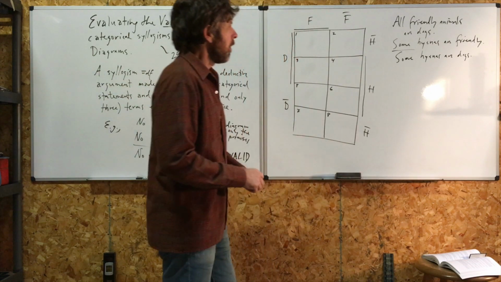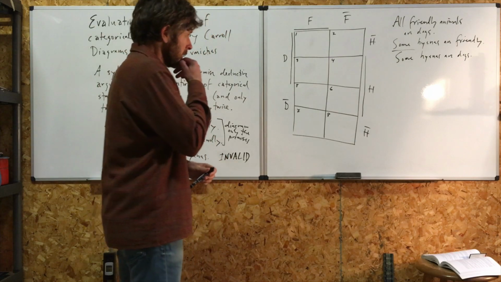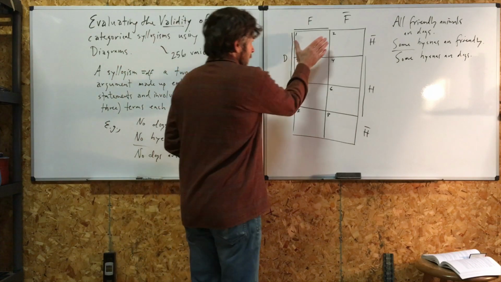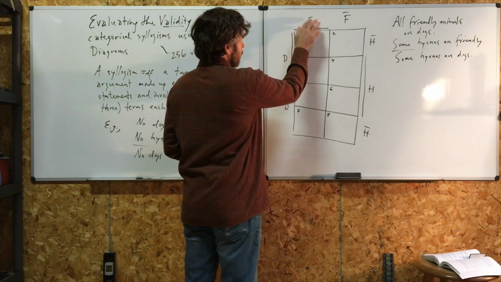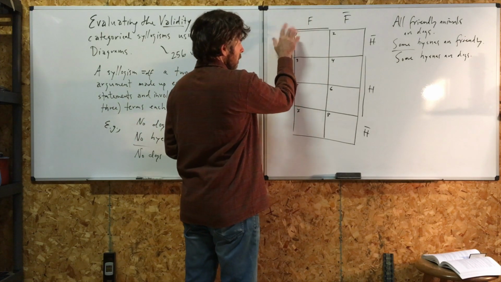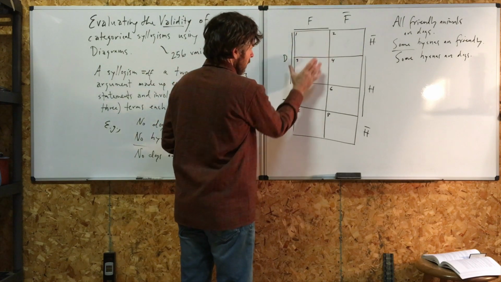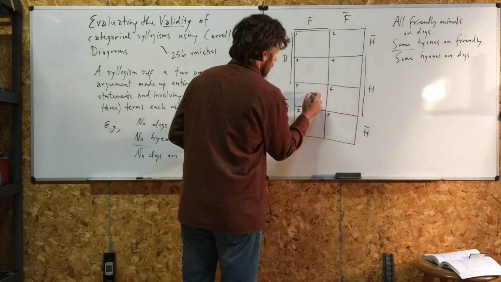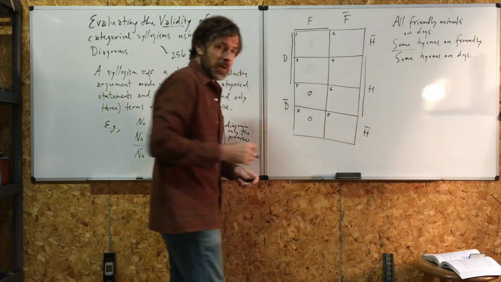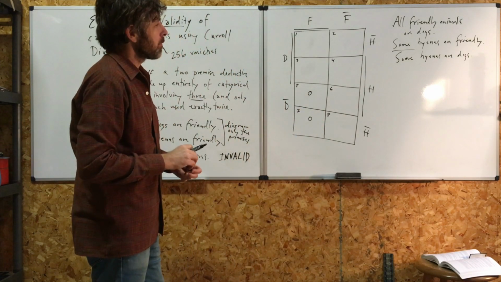Okay, premise 1, all friendly animals are dogs. Friendly animals, remember, reside in 1, 3, 5, and 7. Every time there is a friendly animal, if there is one, it's got to be a dog, so it cannot be a non-dog. So the zeros would go in 5 and 7.